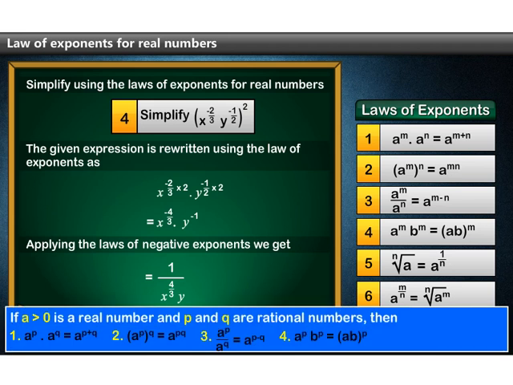If a greater than 0 is a real number and p and q are rational numbers, then number 1, a^p into a^q is equal to a^(p plus q). 2, (a^p)^q is equal to a^(pq). 3, a^p by a^q is equal to a^(p minus q). 4, a^p into b^p is equal to (ab)^p.